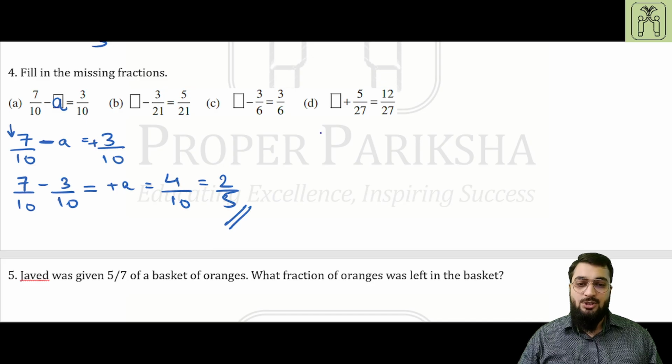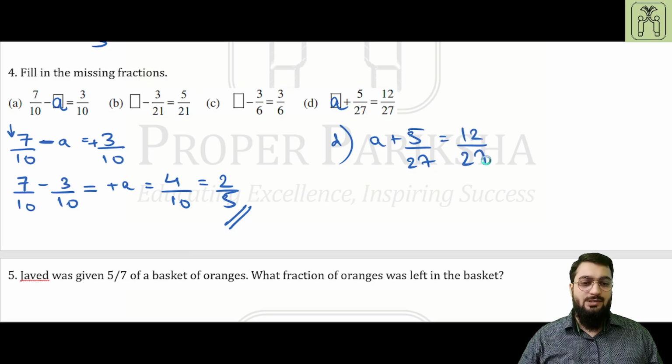We'll do one more question. Let us go to the question of D. I hope you can solve B and C. We'll go to the question of D. So we'll take this again as A and we'll write A plus 5 upon 27 is equal to 12 upon 27.